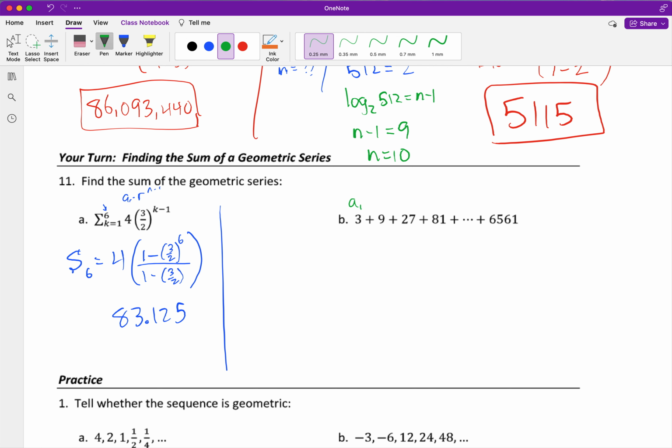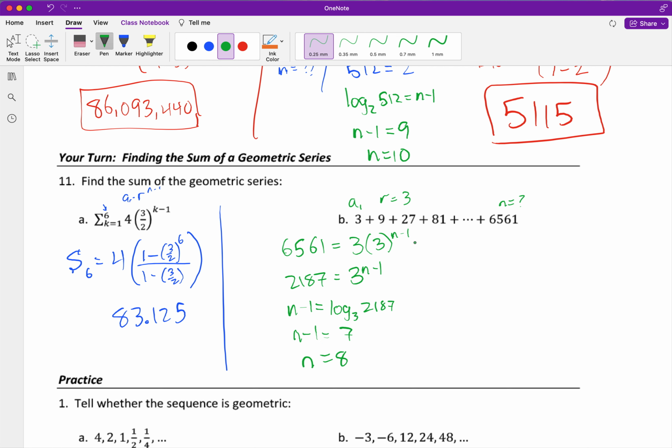Alrighty, here I got a1 is 3, and I got r is going to be times 3, and I don't know what n is. So that's first process. So 6561 is going to equal 3 times 3 to the n minus 1. I divide by 3. That's going to give me 2187 equals 3 to the n minus 1. My variable is trapped in the exponent, so I'm going to switch to log form. So I'm going to have log base 3 of 2187, and just use the calculator to figure out what that is. It's apparently 7. So n is going to equal 8.